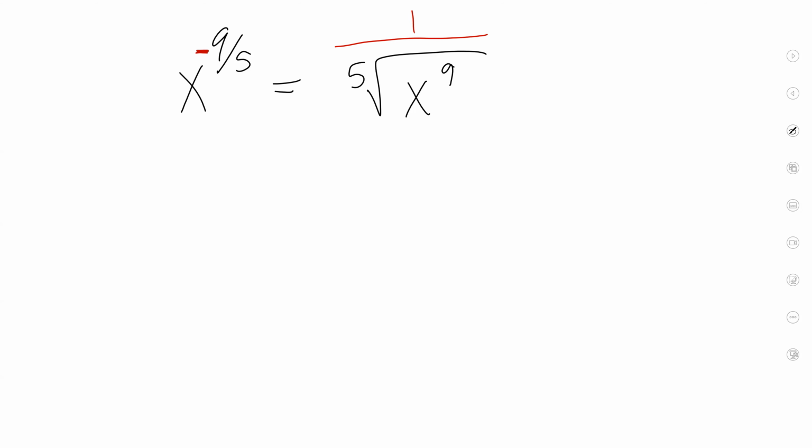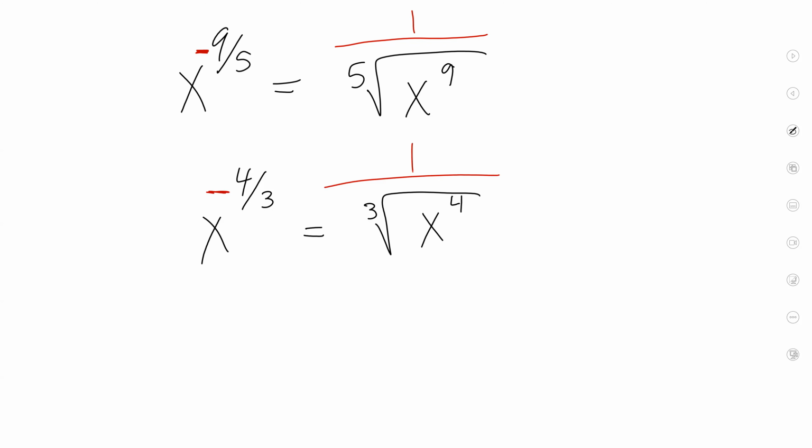Okay? So let me give you another example. Let's say I have x to the 4/3. You would write this as, the 4 would go on the inside, that's your power. 3 is your root, that goes on the outside. Now, if I turn this into a negative fraction, it's going to be in the denominator. Okay? So, knowing this example, let's go back to our notes.